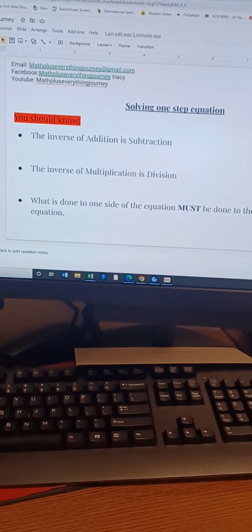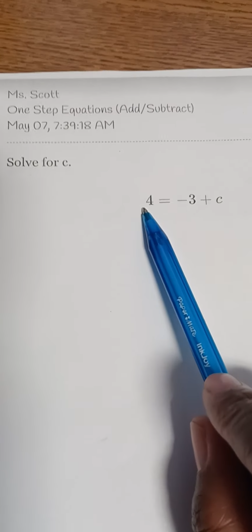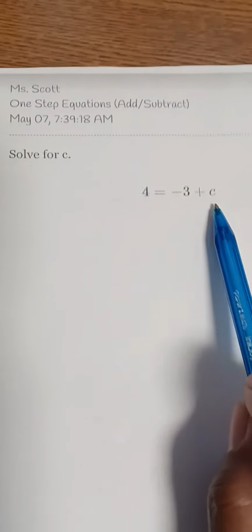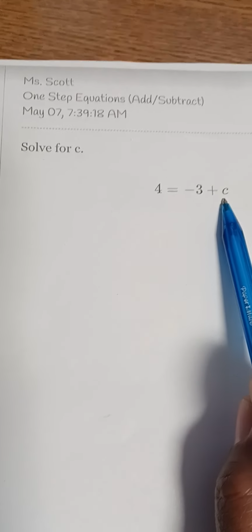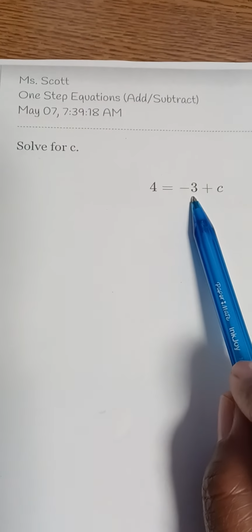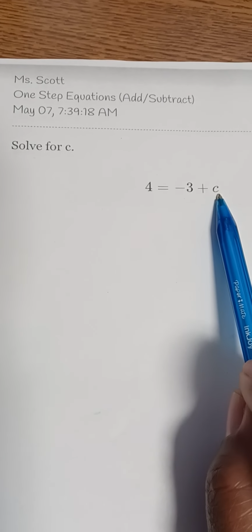So we are going to take a look at an example. In this example, it says solve for C, right? So the equation is 4 is equal to -3 plus C. Our aim is to get C by itself, right? To isolate C. How do we isolate this C? We have -3 plus C.